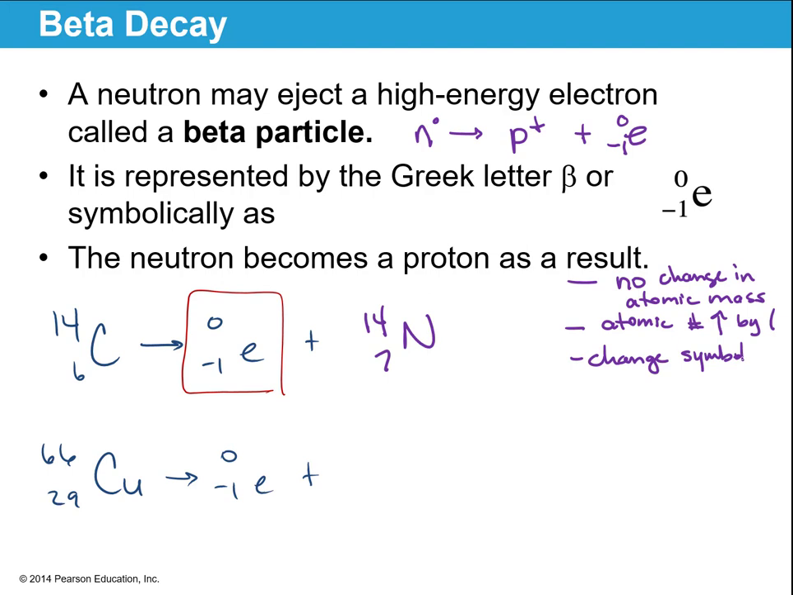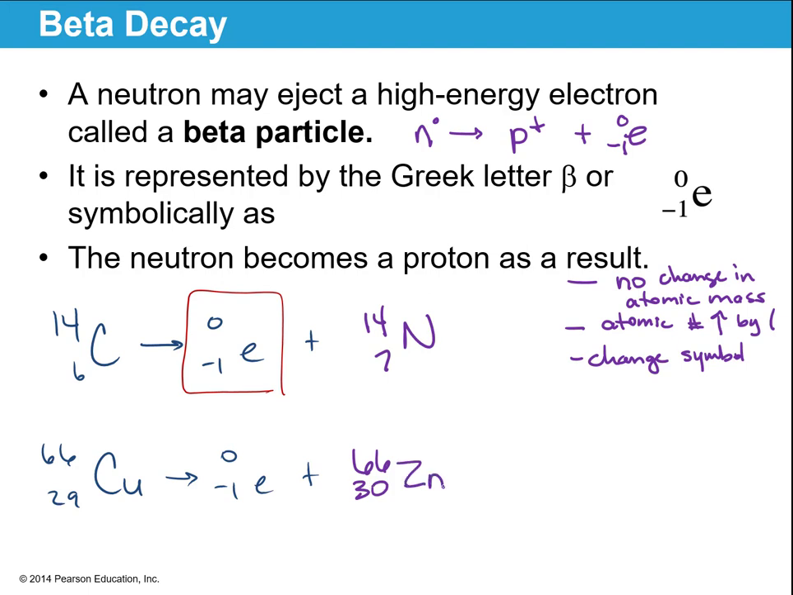So let's do this one. Copper, Cu, with an isotope, it'd be copper-66, if we were going to say its name, because it's got an atomic mass of 66. If it undergoes beta decay, what happens to its mass? Stays the same. What happens to its atomic number? It goes up to a 30. So now, find 30 on the periodic table. What is that? Zinc.